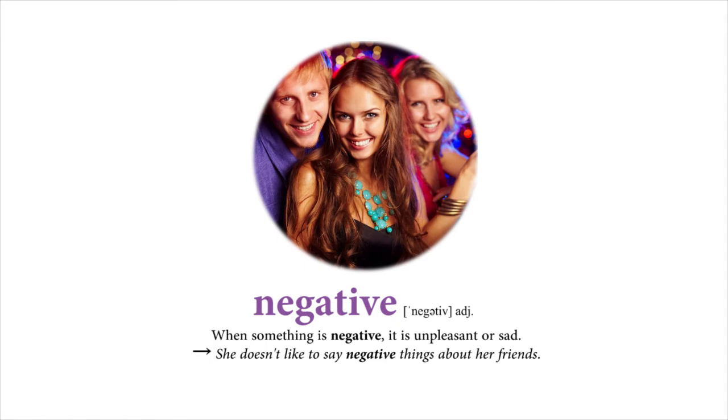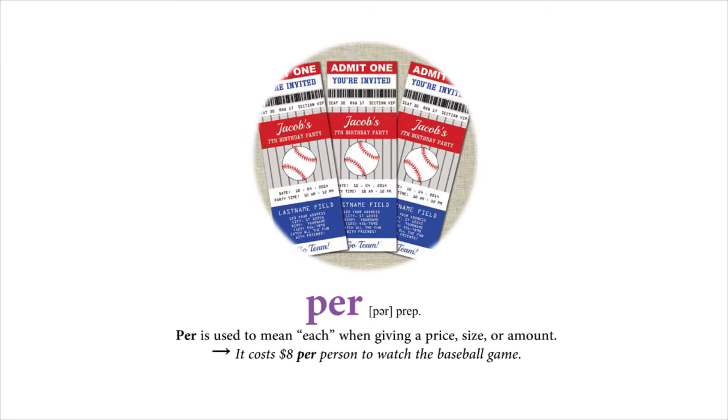Negative. When something is negative, it is unpleasant or sad. She doesn't like to say negative things about her friends. Per. Per is used to mean each when giving a price, size, or amount. It costs $8 per person to watch the baseball game.